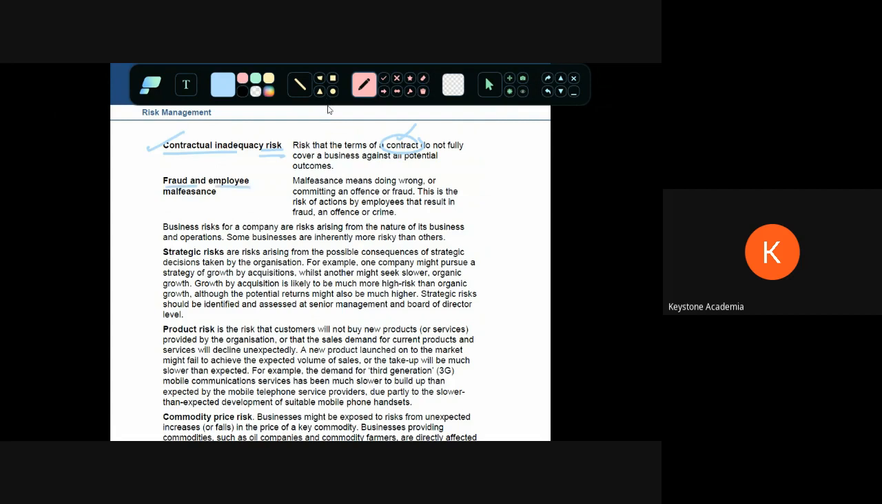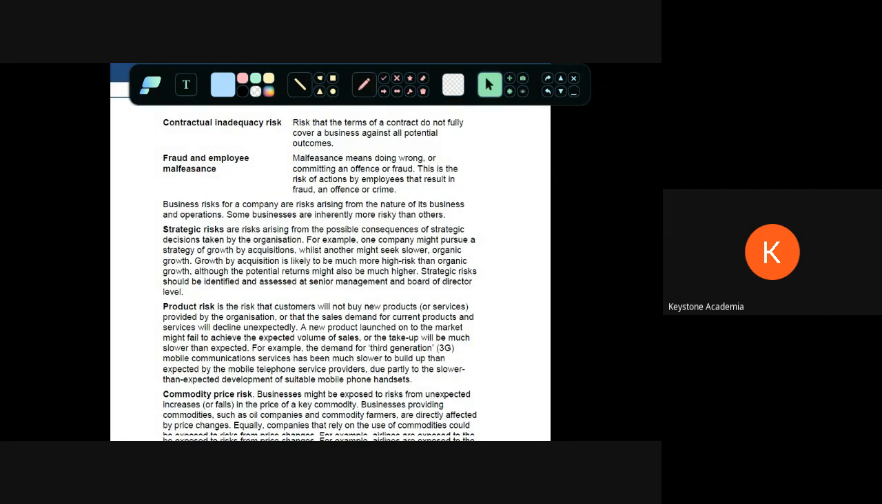Fraud and employee malfeasance, I told you, if your employees do something wrong, any offense, any fraud, so maybe they are stealing something from you, if they are providing data to some third party, your competitor, that is your fraud and employee malfeasance. Okay, these are the examples. You can go through these.